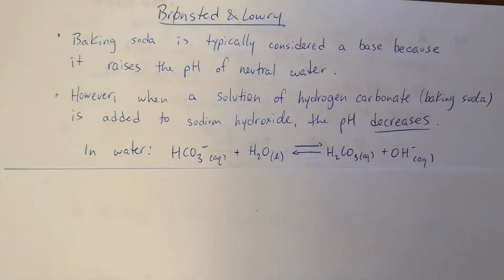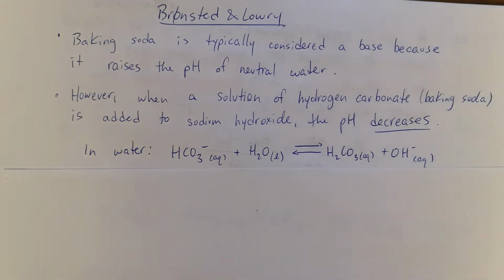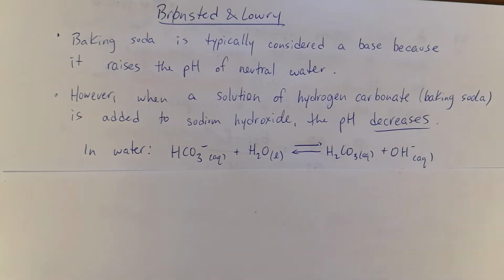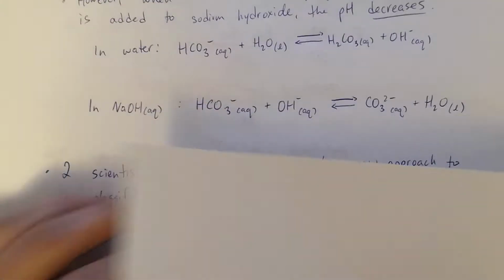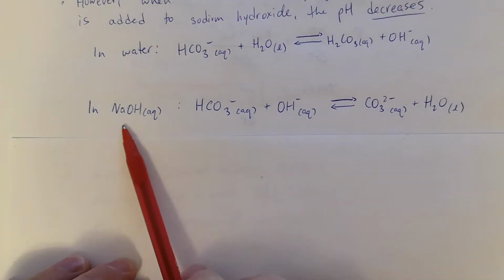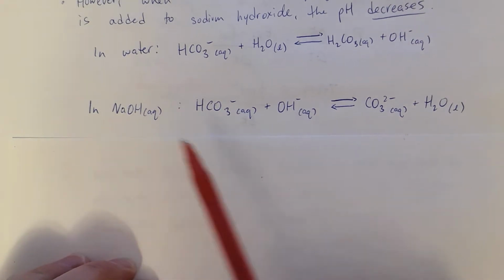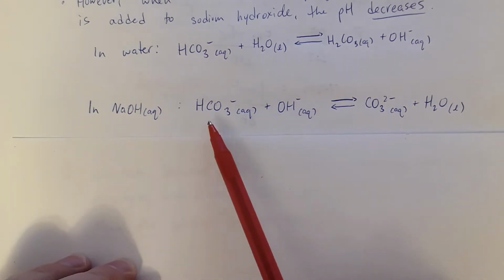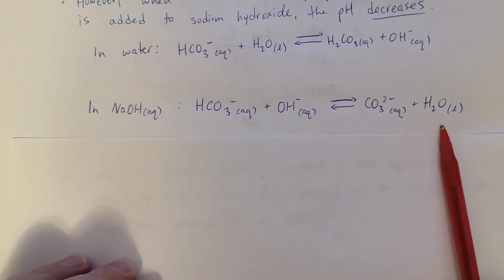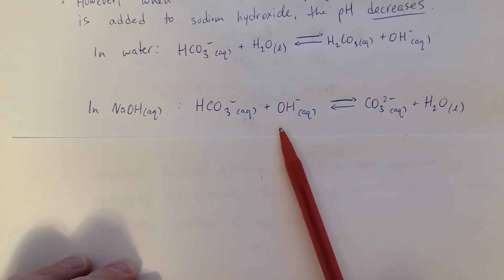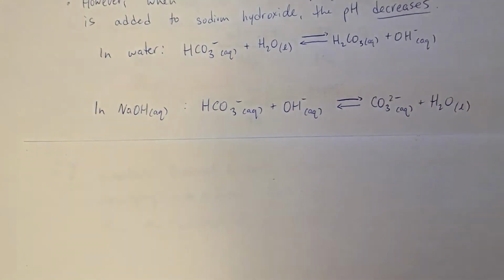Let's break it down. In water, here's what's going on. So that HCO3, hydrogen carbonate, baking soda, reacts with water, gives you that H2CO3 and hydroxide. Okay, by producing more hydroxide, you're making a more basic solution. pH goes up. Now, if you add it to sodium hydroxide, the sodium ions are spectators, don't worry about them. Okay, so our baking soda with hydroxide will produce CO3 and water. So check it out, hydroxide's leaving the solution. That is going to lower the pH.